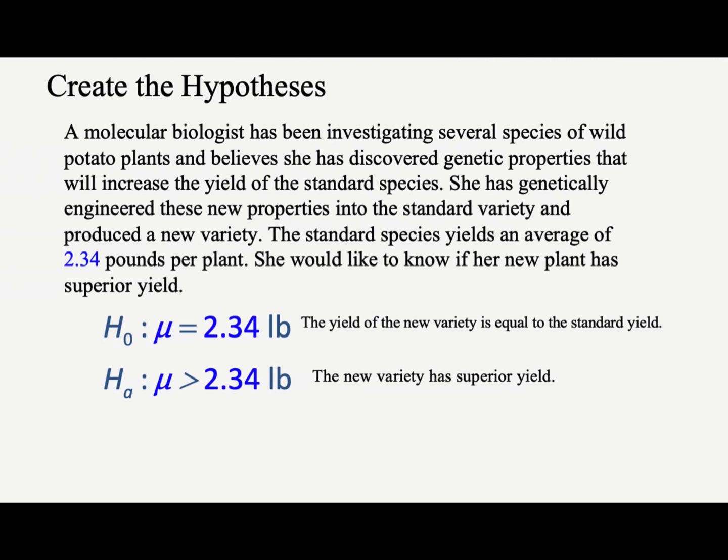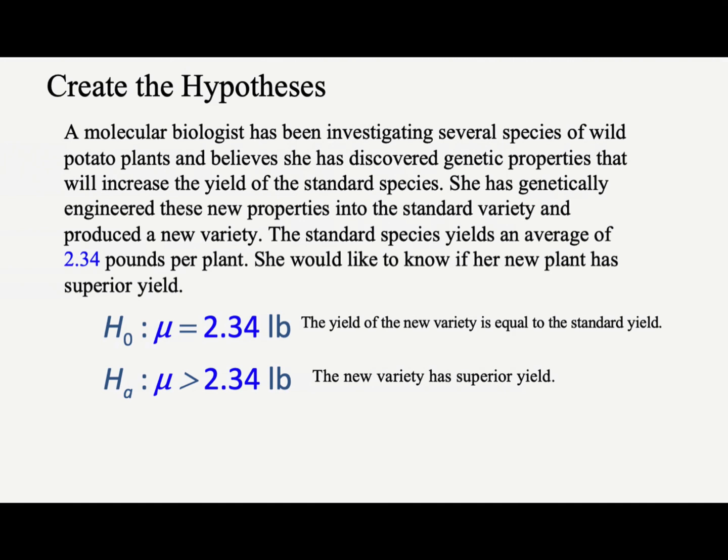Okay, so the standard species that she's had all along had a mean of 2.34. Okay, that was the average yield. She's going to stick with that unless proven otherwise. So she's modified this thing in some way, but she's going to say, okay, I'm going to assume to start with that this thing still has a mean of 2.34, but I would like to know if it has a superior yield. So I'm going to see if I can prove that the mean being 2.34 is incorrect, and if instead it is actually greater.